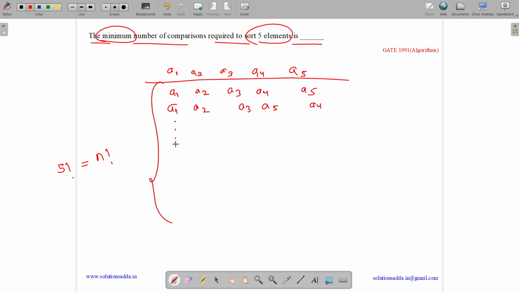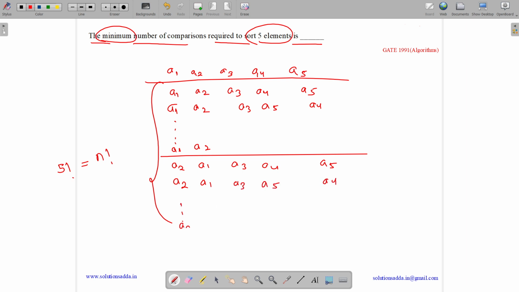There would be some arrangements in which A2 will come before A1, and here all A1 will be before A2. Then we will have some like A4, A5, A3, and so on. So 5 factorial is 120. As these are half and half, we will have 60 arrangements like this and 60 like this.